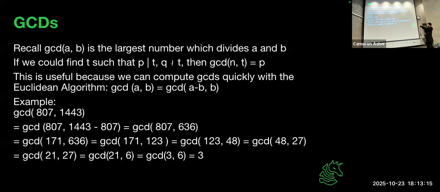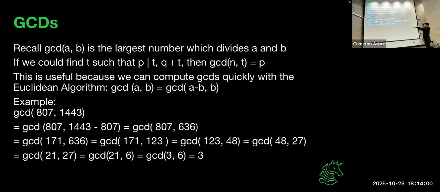This is the simpler version of the extended Euclidean algorithm we just mentioned, where in that one you record more information. It essentially says that GCD(A, B) is GCD(A minus B, B). So you can just subtract B from A, because if anything divides both A and B, it will also divide A minus B. For example, if you want to compute the GCD of 807 and 1443, you can subtract, and then you can keep subtracting.